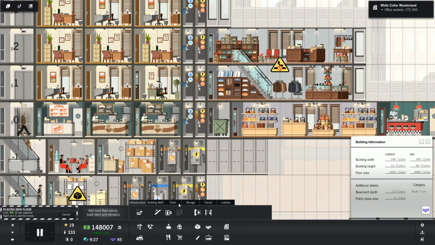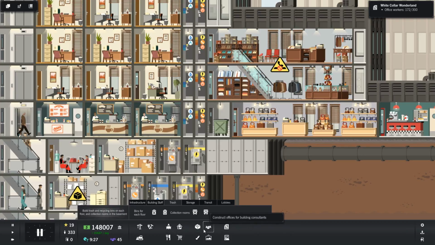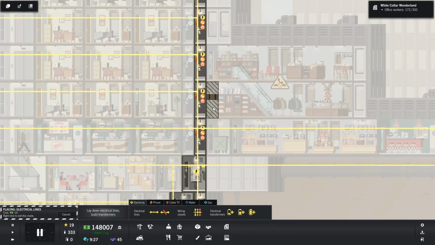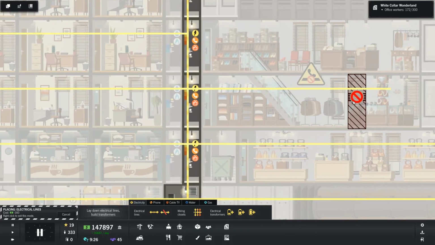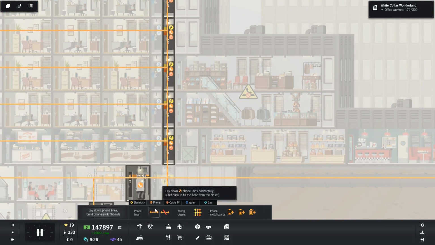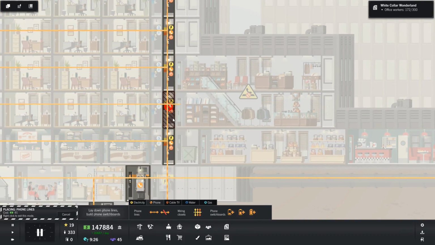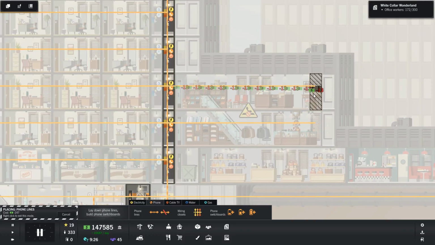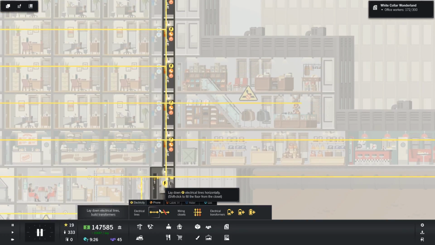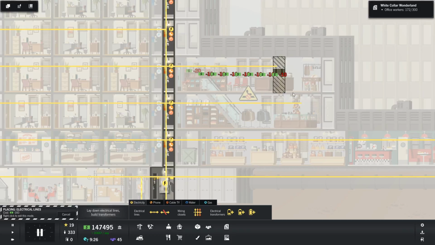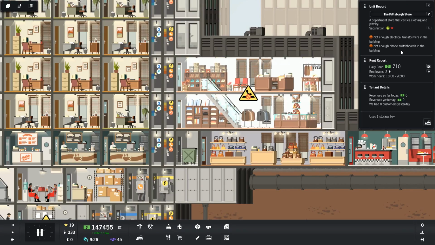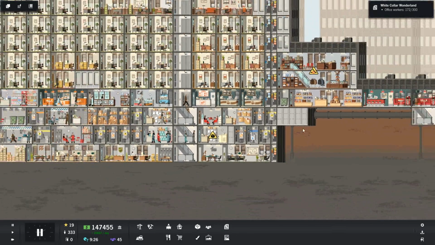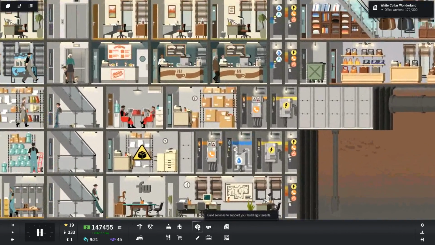But you need a phone line, though. Do you need a phone line on both floors? Yes, you do. I don't know. Let's try. I'm guessing you need phone on both floors then. Why are you still saying that? Not enough phone switchboards or electrical transformers.